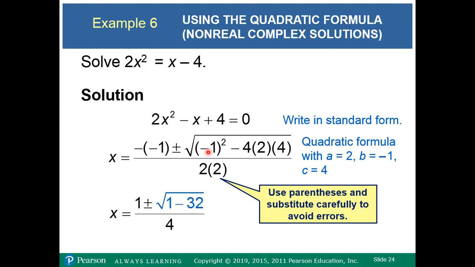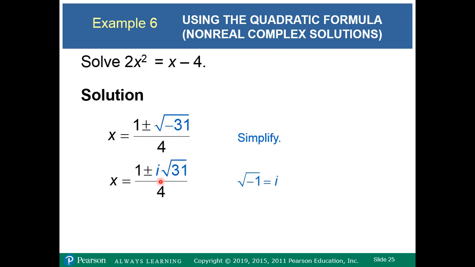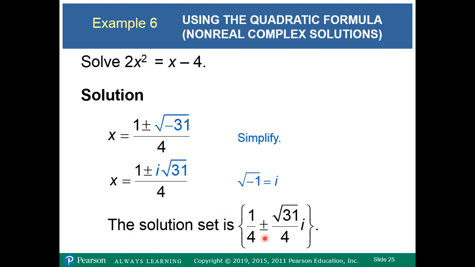And so now we're going to get this. This gives us negative 31. So now this is going to give us an i out here, so it's going to give us i times the square root of 31. Now we write this in standard form, and this is what we end up getting: 1/4 plus or minus square root of 31 over 4 i.